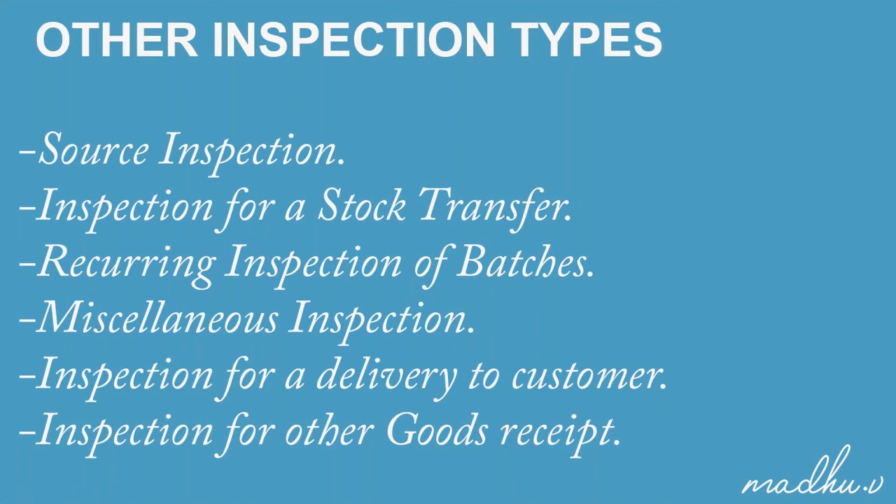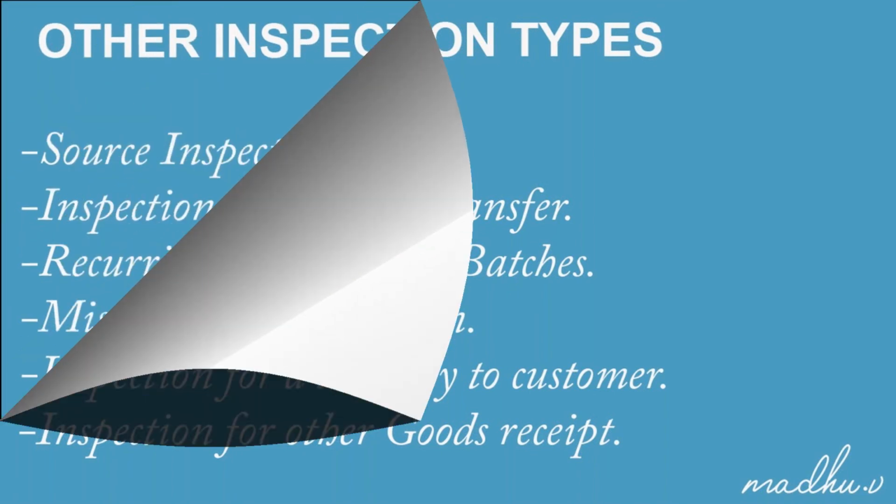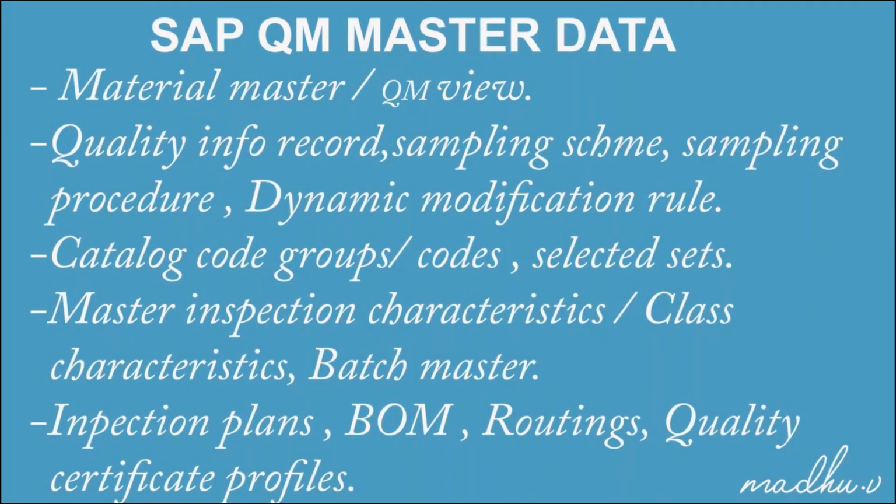So likewise, source inspection, we have all these inspection types, and we are going to cover them in our training. So this course is going to be 45 days and 45 hours. And now let me explain this. Here, what we are going to cover mainly is all these business processes, inspection types, and the master data. We are going to cover material master, QM views, info records, sampling scheme, and so on. And the last one is inspection plans, BOMs, routings, and quality certificate profiles.